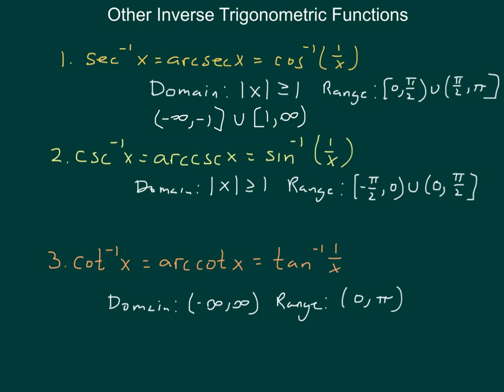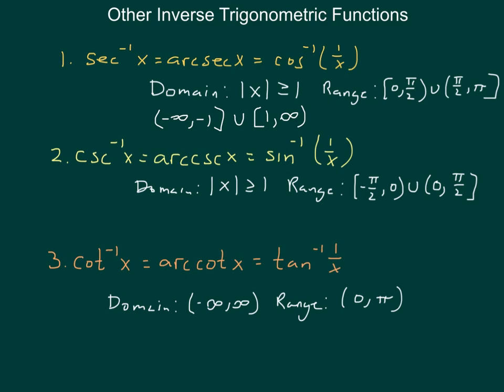Inverse cosecant, or arc cosecant, is the inverse sine of 1 over x. And like the inverse secant, the domain is when the absolute value of x is greater than or equal to 1, or using interval notation, the same intervals that we had up there. And the range here is going to be from -pi/2 to 0, union 0 to pi/2.